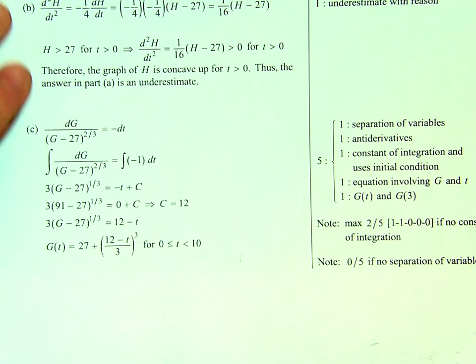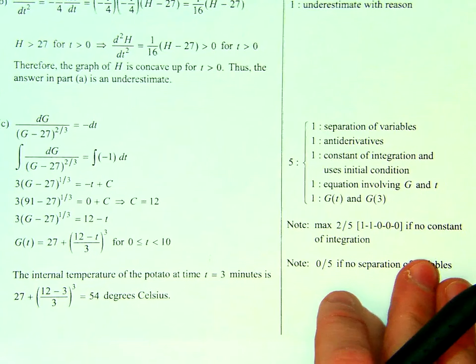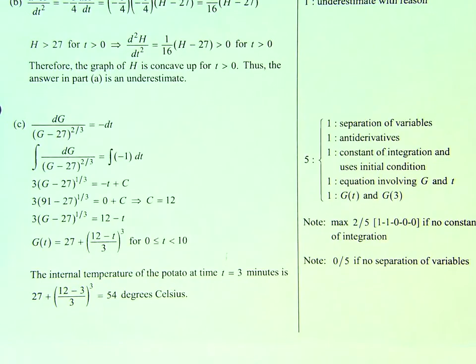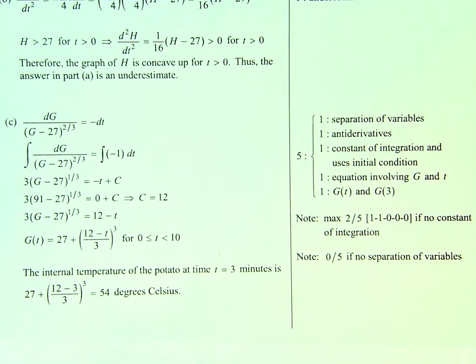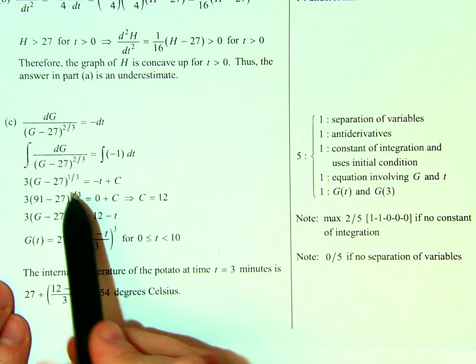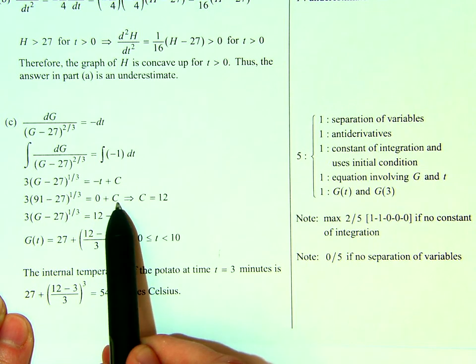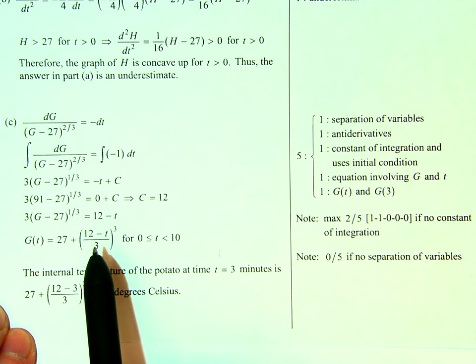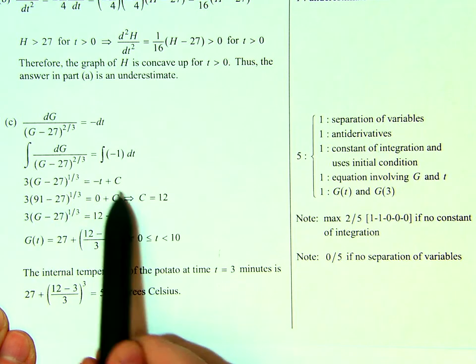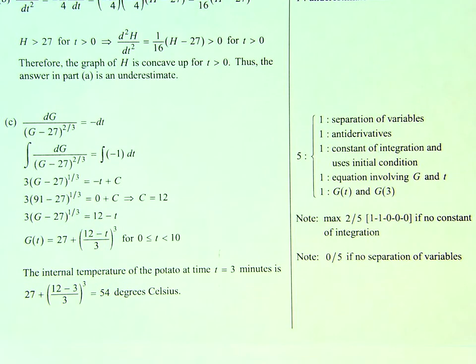Part C was worth 5 points. 1 point for separating your variables and saying dg over g minus 27 to the 2/3 equals -1 dt. 1 point for being able to get both of your antiderivatives. So if you got down to this line, you got 1 point. 1 point for including the plus c and using that initial condition of 0, 91. They plugged in earlier. We're kind of used to plugging in at the end, so I would just continue doing the plugging at the end. 1 point for getting your equation that involves g and t.